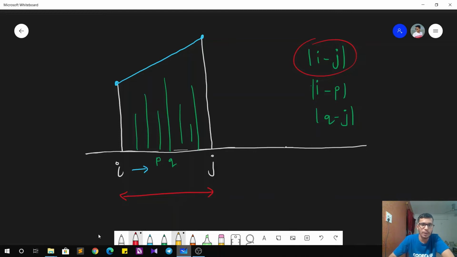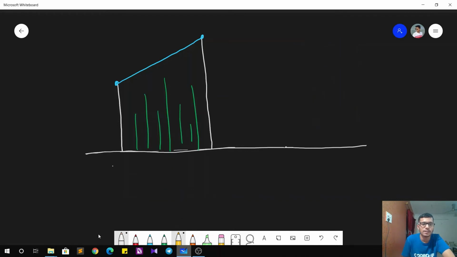So how is this going to help us? Clearly one of the candidate answers for our problem is I minus J, right? That is this distance. But how do we calculate this over all the possible ranges? This is for a particular I. So to do that, what we can do is start with I equal to 1. That is, this will be my first segment then, right?